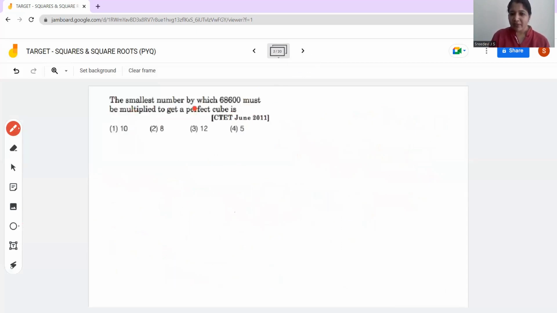The smallest number by which 68,600 must be multiplied to get a perfect cube. So it is a checking of perfect cube here using prime factorization method. So let us prime factorize this number.